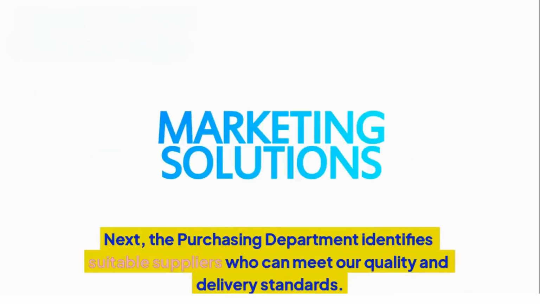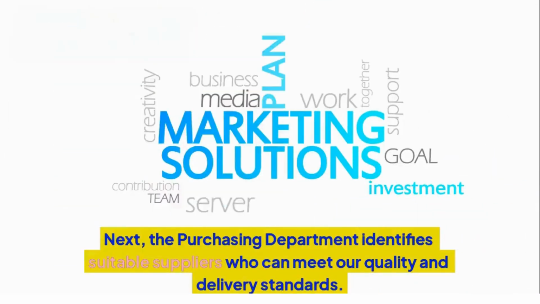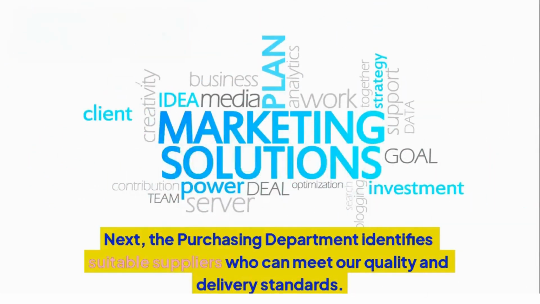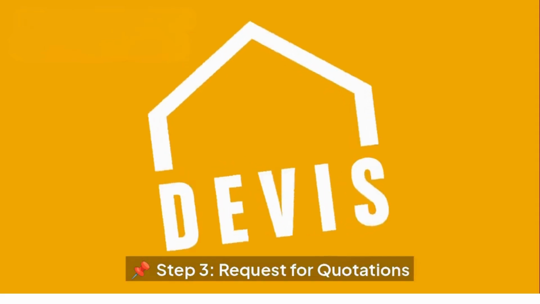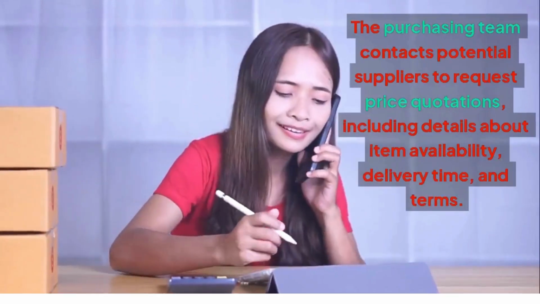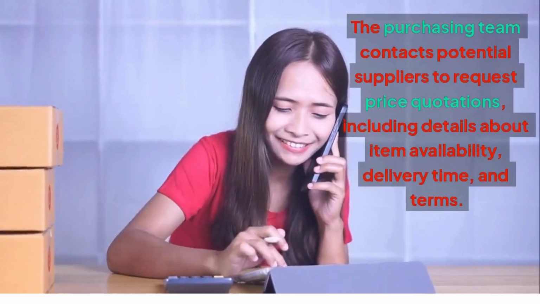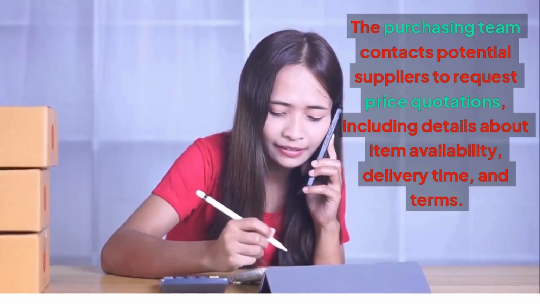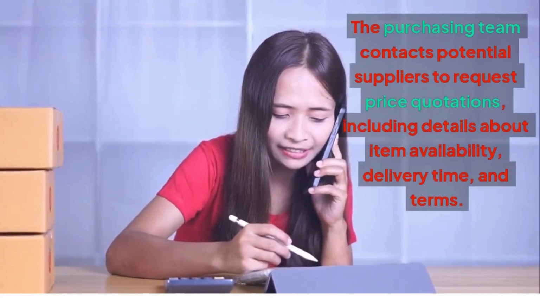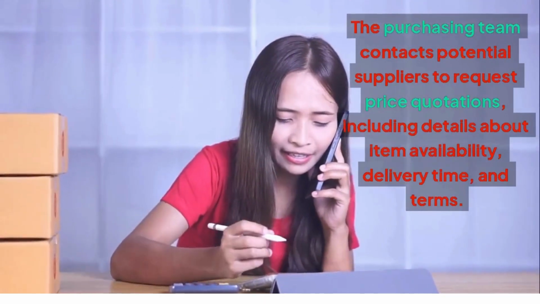Step 2. Supplier identification. Next, the purchasing department identifies suitable suppliers who can meet our quality and delivery standards. Step 3. Request for quotations. The purchasing team contacts potential suppliers to request price quotations, including details about item availability, delivery time, and terms.